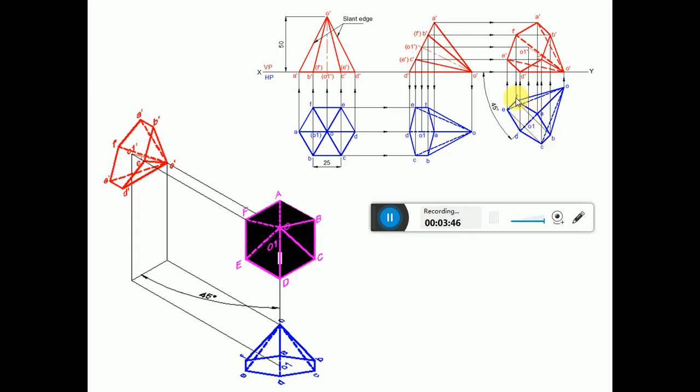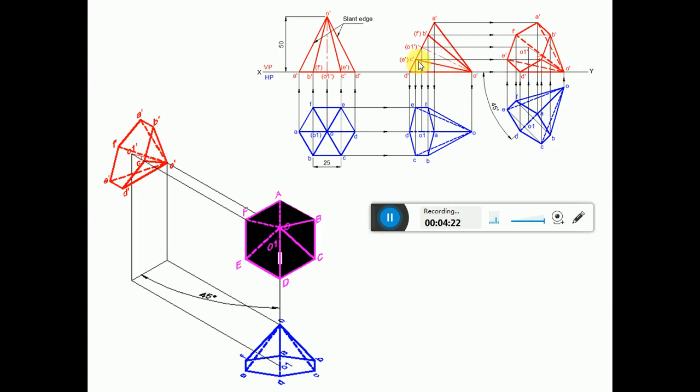Once you transfer all these points here, then join them and dark them in exactly the similar fashion as the second position top view, including visible and invisible edges. Once you get this reproduction of the third position top view, then we need to draw the front view. So draw a horizontal projector from D dash and O dash, and draw a vertical projector from D and O to get this point D dash and O dash.